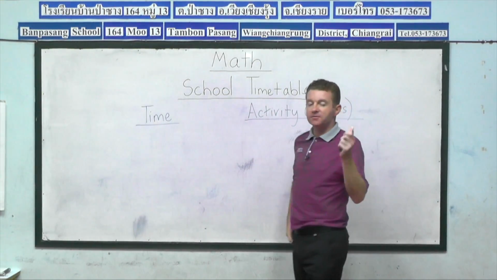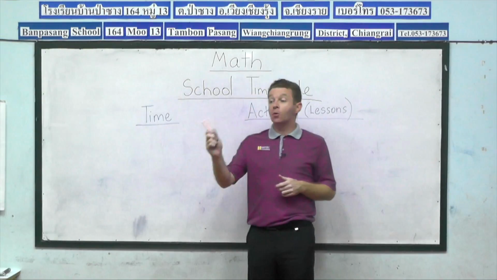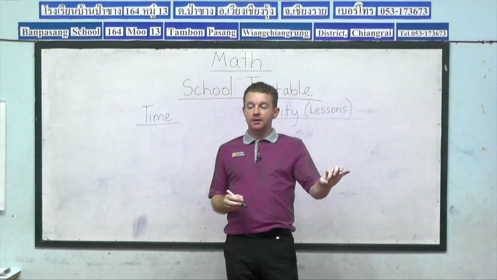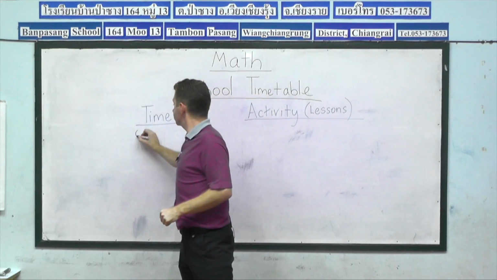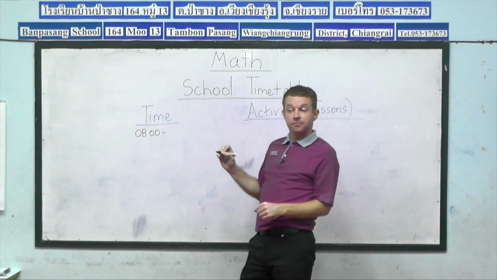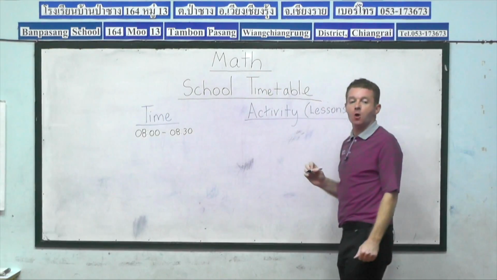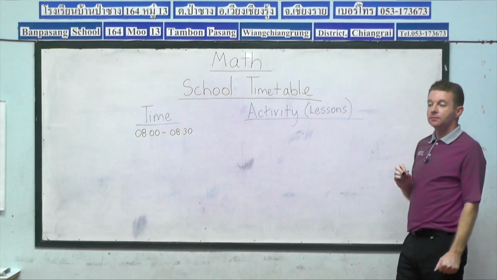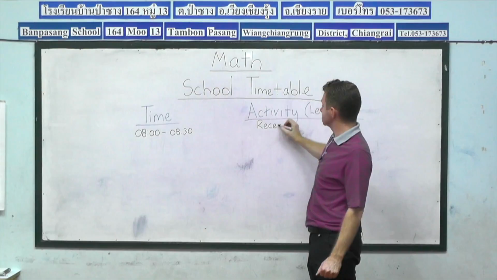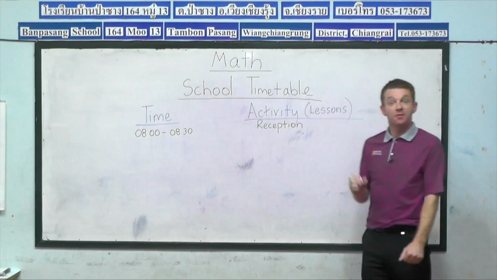Now who can remember and tell me what is the first thing you did this morning? What time? 8 o'clock. So what time? 8 o'clock until? 8:30. Okay, so the first thing we had was at 8 o'clock until 8:30. Now what did you do at 8 o'clock and 8:30, guys? Reception. Okay, that's when we arrive at school and we all form into our classes. So the first thing we do every morning is we have reception.